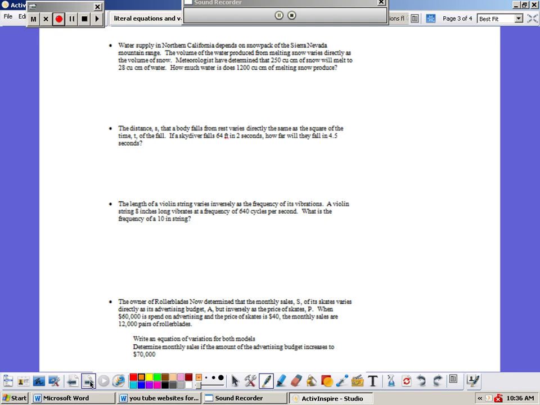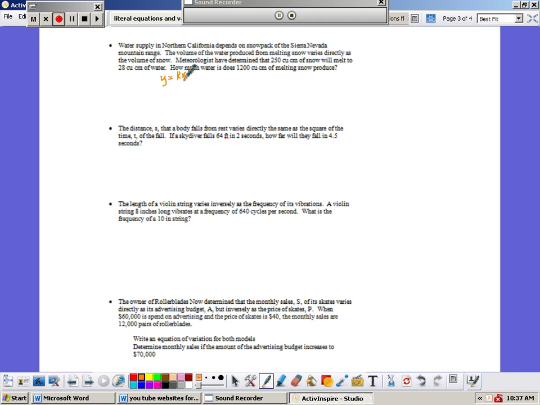Now, this could be done as a proportion, and some people do. But once we get to the inverses and we get to the joints and we get the combinations, it's a lot harder to set up if the only method you know is the proportion method. So we're going to do the formula method. The direct formula method is y is equal to kx.